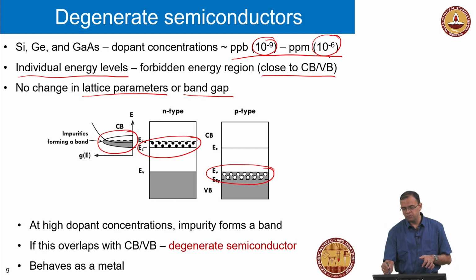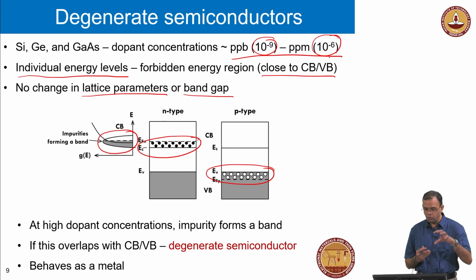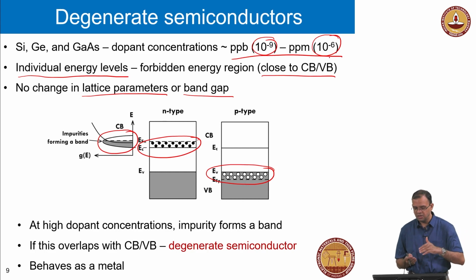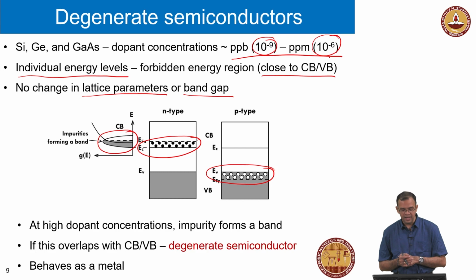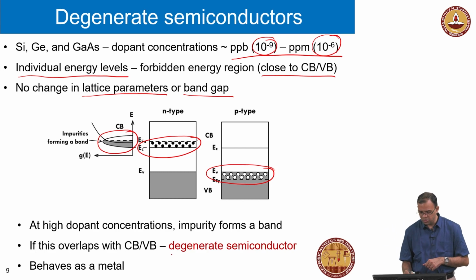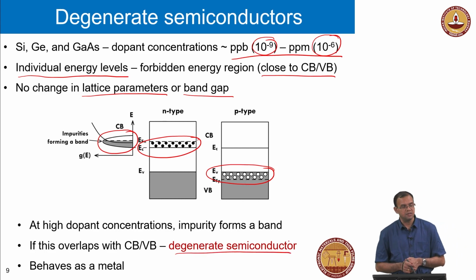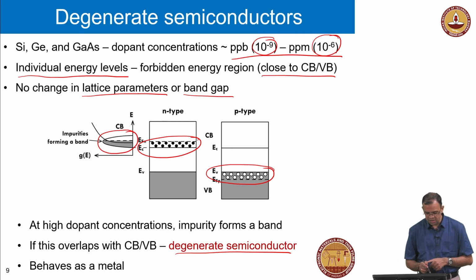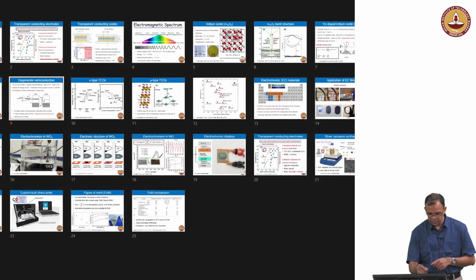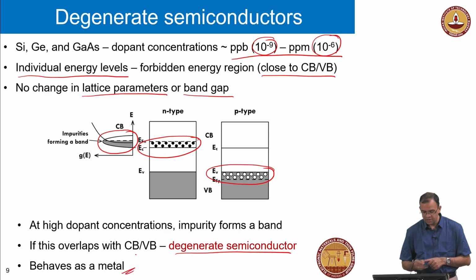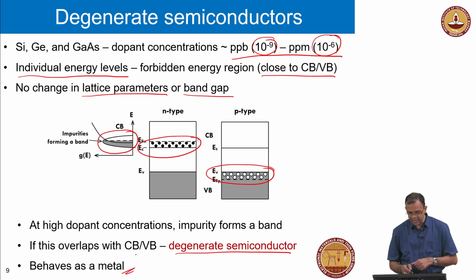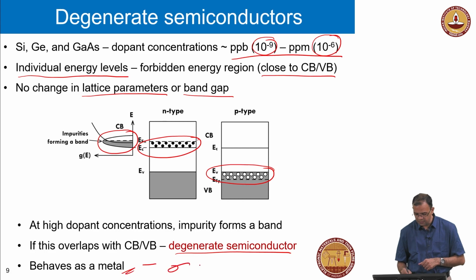So this is 10^-6, so I am looking at 10^-3, so 3 orders of magnitude more. You will find that the dopant energy levels merge with the conduction or the valence band, and you have what is called a degenerate semiconductor. Interestingly, such a semiconductor behaves as a metal. What it means is that the electrical conductivity, so sigma, reduces as temperature increases.